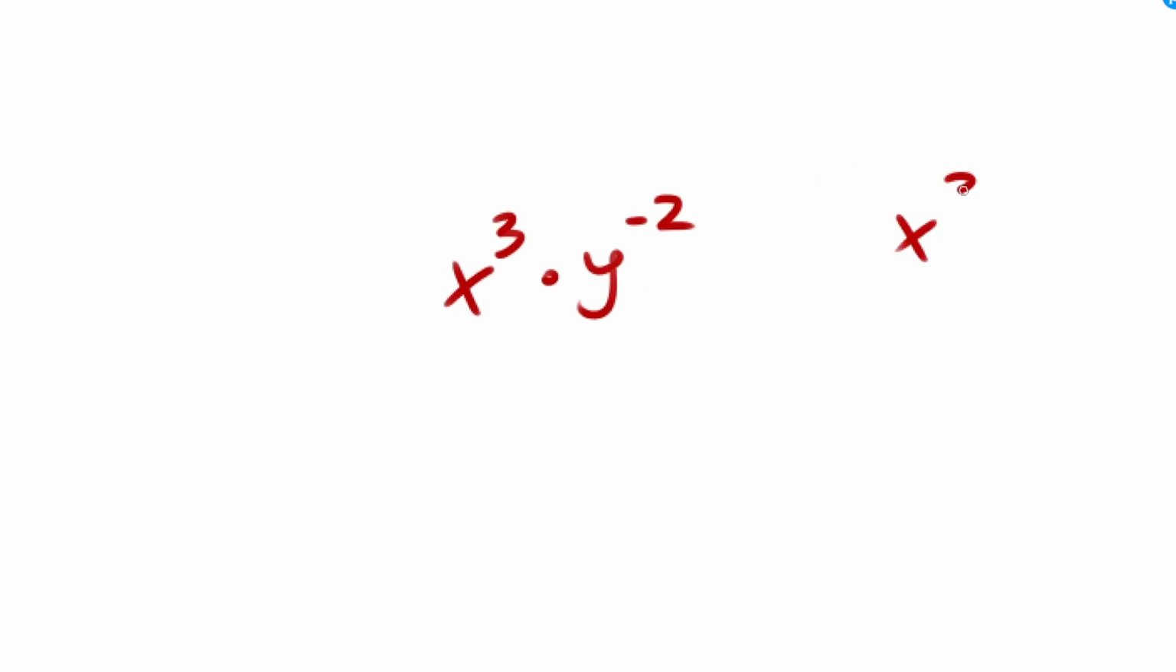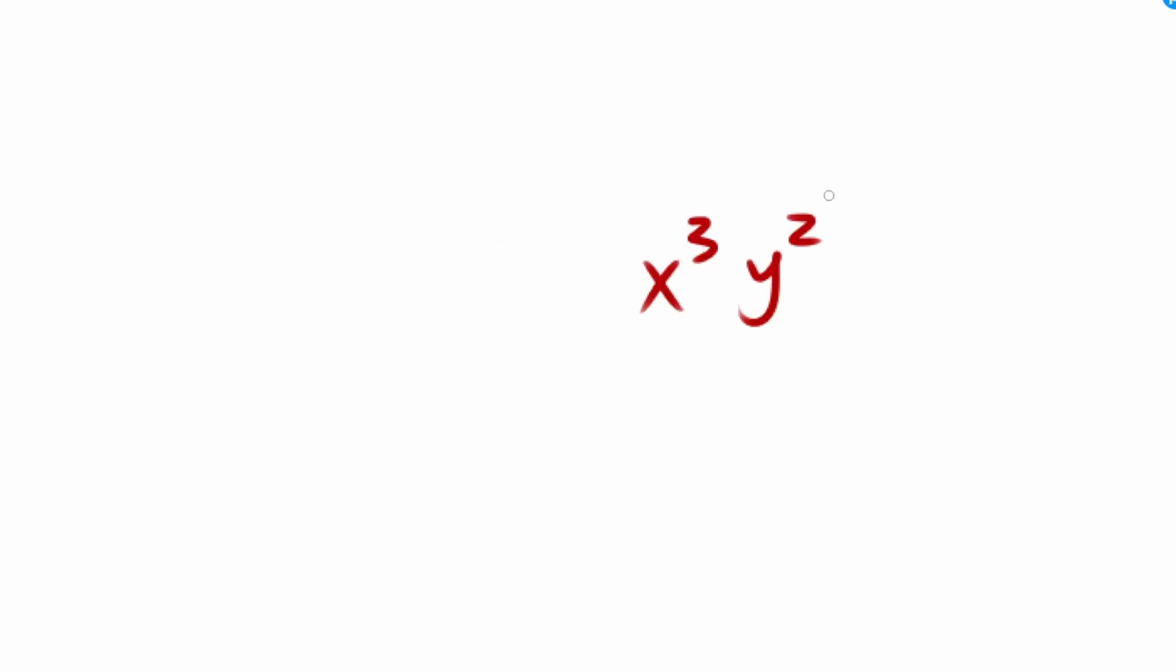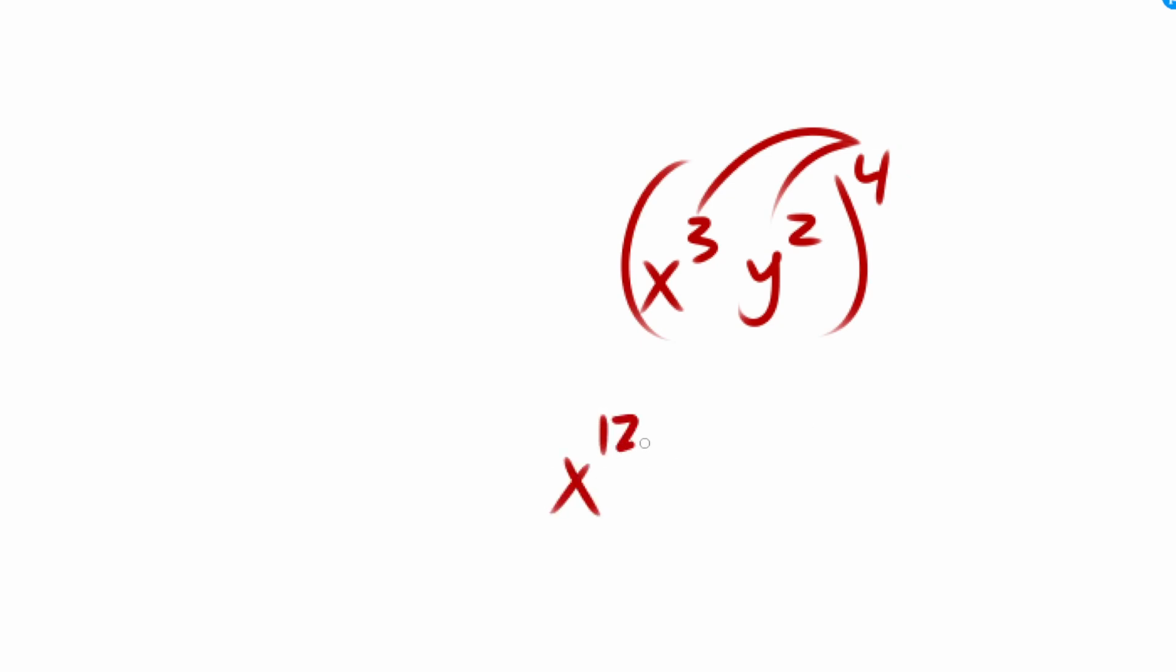It still works with the negative exponents, though. If you had something like x to the third times y to the negative 2, that's exactly the same as writing x to the third divided by y squared, because only this one moves down, the x stays up, right? And then if you have something like x to the third times y squared to the 4th power, it will distribute. So you'll have x to the 12th times y to the 8th. So that's one thing to keep in mind.